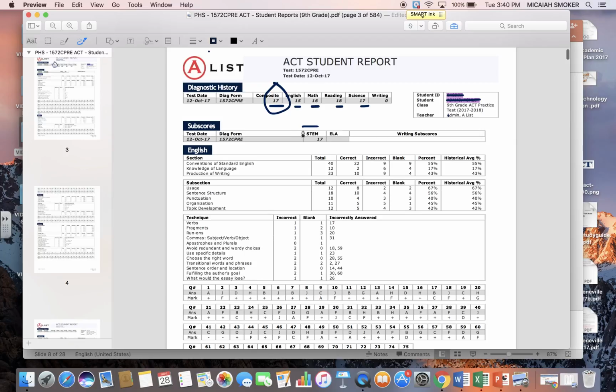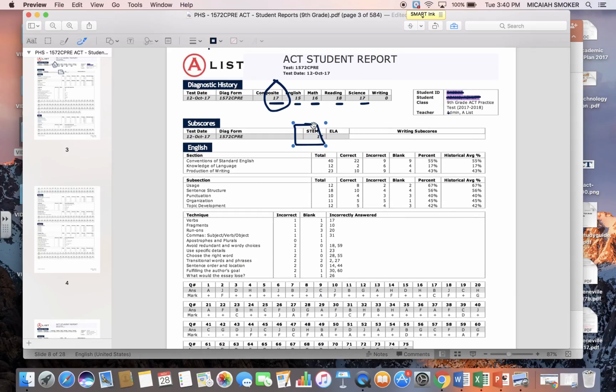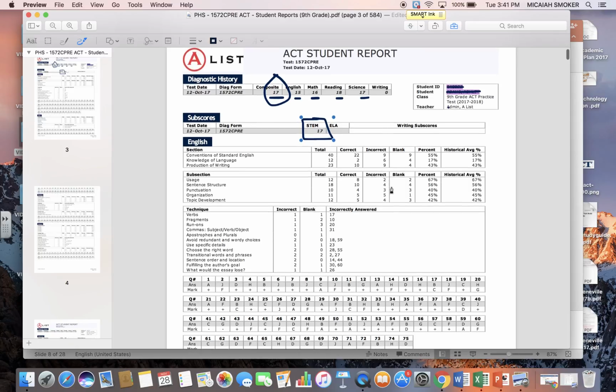You also get a STEM score, which is the average of the math and science. And then the ELA score would be the average of your English and reading, the language arts. We didn't get one on this particular test. There are colleges that use these STEM scores, especially if you're going into things like engineering or even medical. They want you to have a certain STEM score and will look at that.